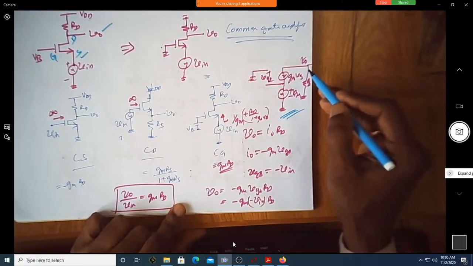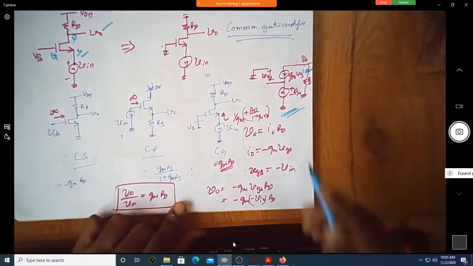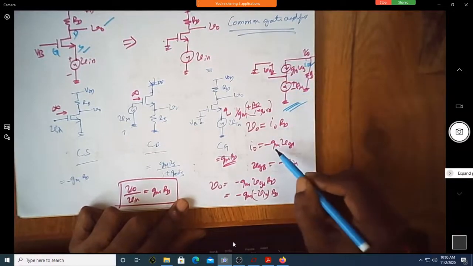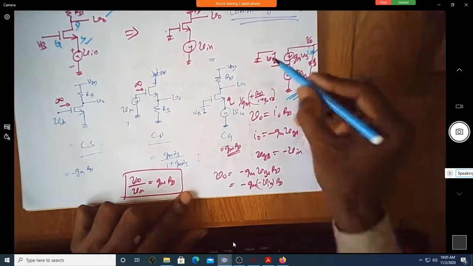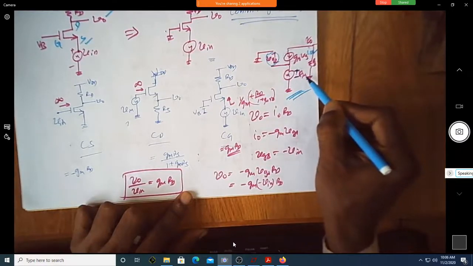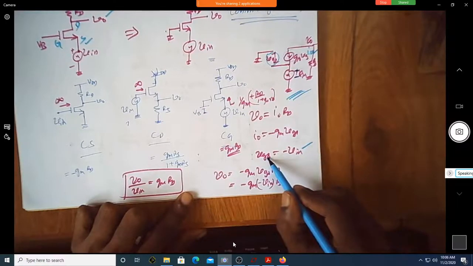So what is V0? V0 is equal to the current I0 multiplied by RD. So this is I0 RD. But this I0 is opposite to this current. That's why it is written as I0 is minus Gm into VGS. Correct? Yes, sir. This VGS is exactly the minus of Vin. See here, VGS is minus of Vin.